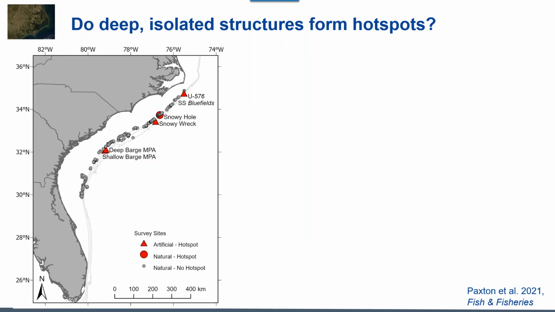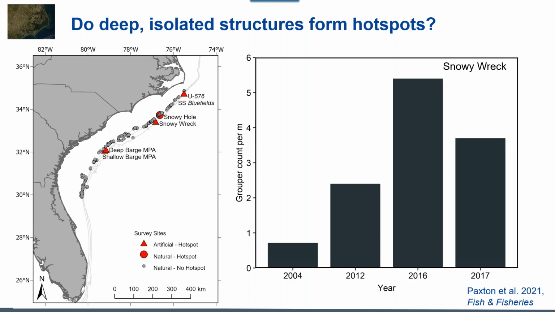And so our team collated 40 years worth of data and used these data to examine grouper abundances on several isolated habitats, many of them artificial, one of them natural, and compare those to natural reefs through long-term monitoring data sets. And what did we find? Well, I'm going to show you a few vignettes here of different wrecks.